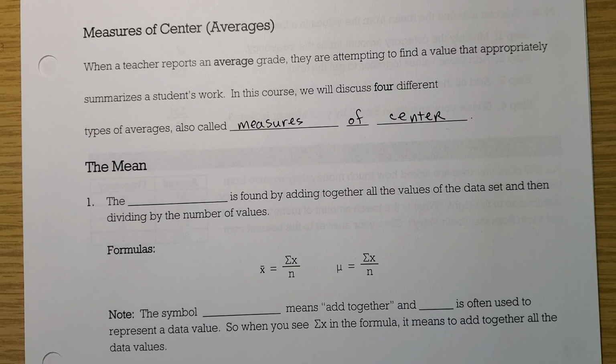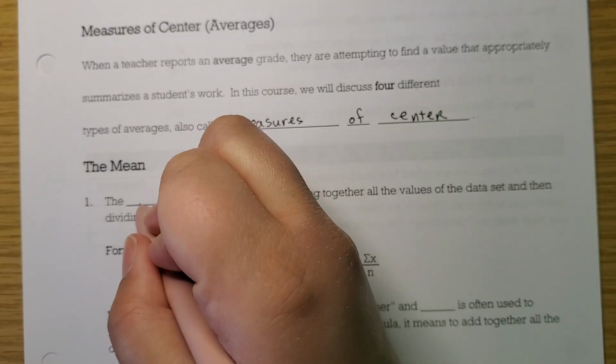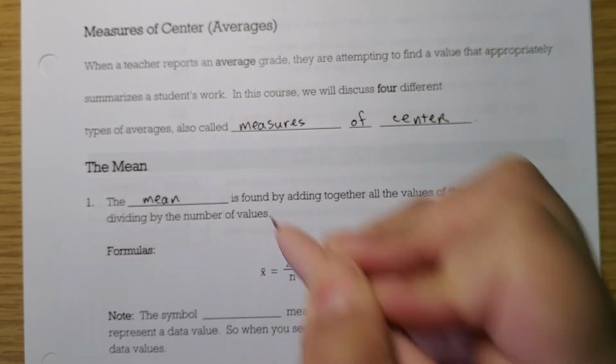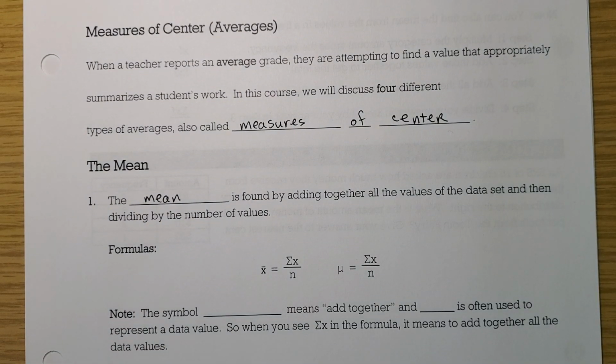Now, when we think of an average, typically we think of what's called the mean. That's when you add everything together and then divide by however many things there are. So the mean is found by adding things up and then dividing by however many there are.